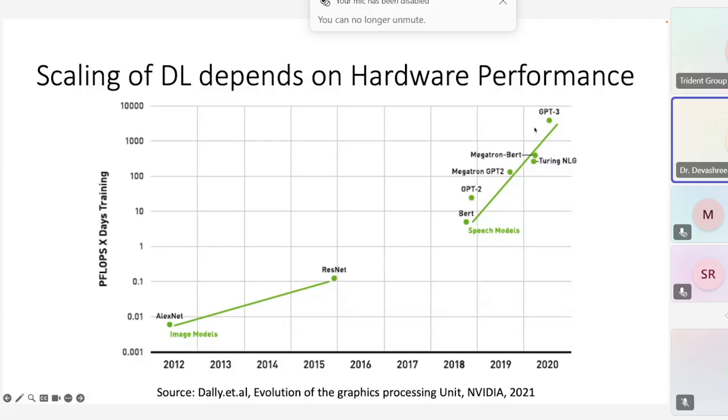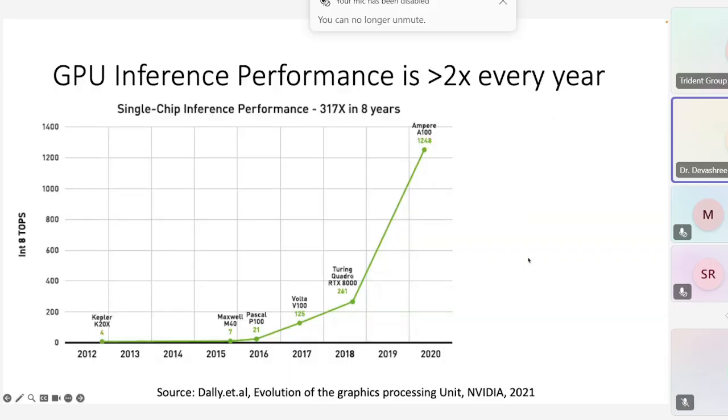So the ability to successfully train complex models is now heavily dependent on increasing hardware performance. Again, this figure shows how single GPU performance has scaled up over the years to meet the demands of deep learning. For the GPU inference performance here, we can see that on the y-axis, it's again throughput, integer 8 tera operations per second.